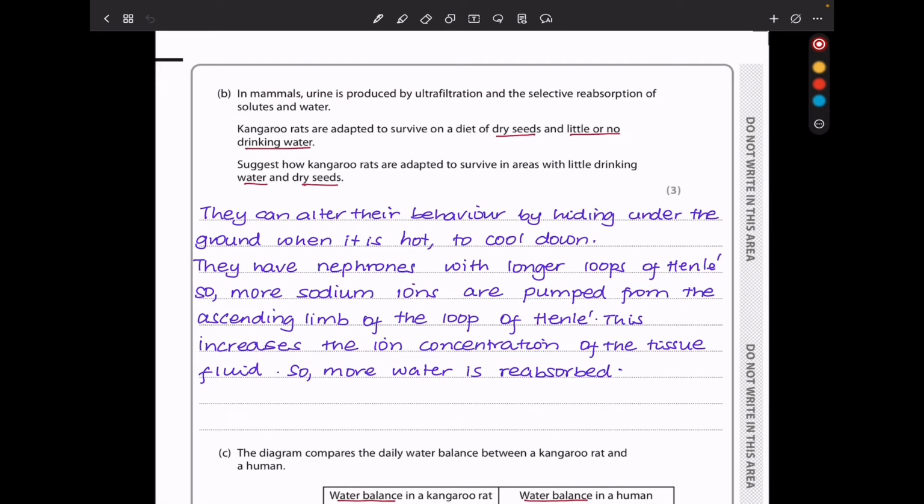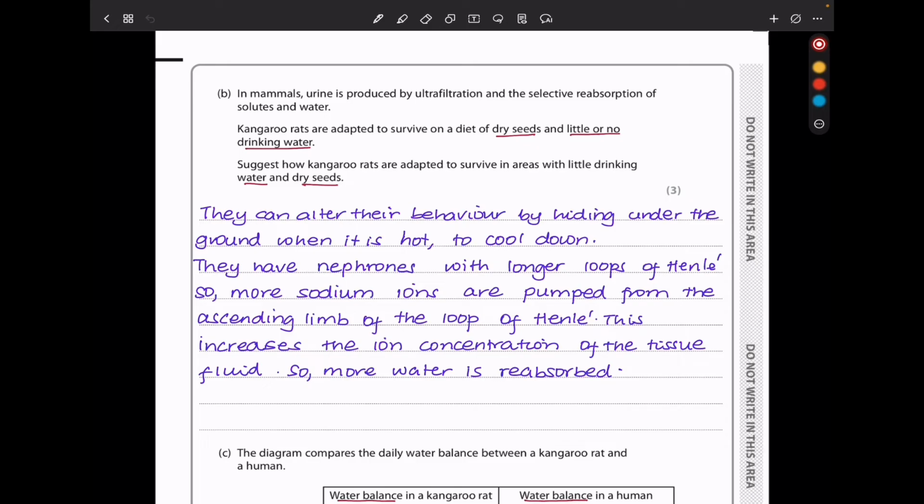In part B, in mammals, urine is produced by ultrafiltration and the selective reabsorption of solutes and water. Kangaroo rats adapted to survive on a diet of dry seeds and little or no drinking water. Suggest how kangaroo rats adapted to survive in areas with little drinking water and dry seeds. Survival could be behavioral or physiological.